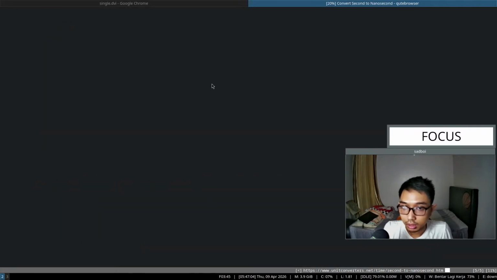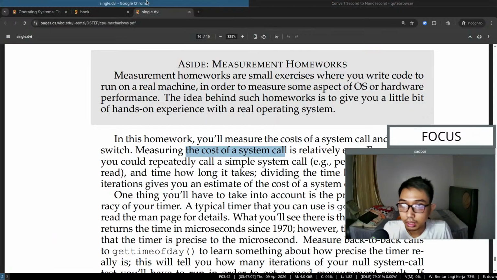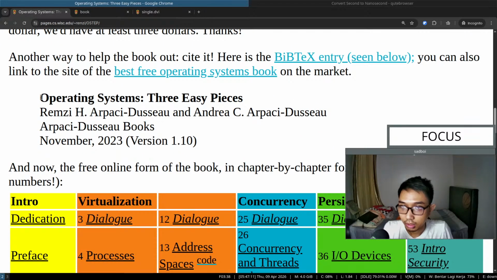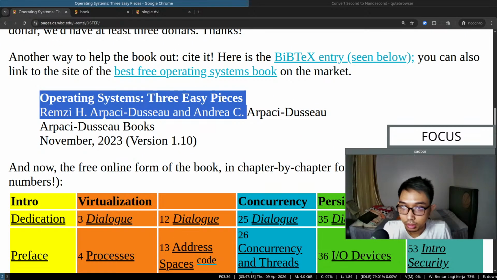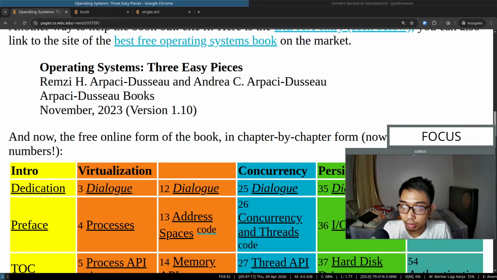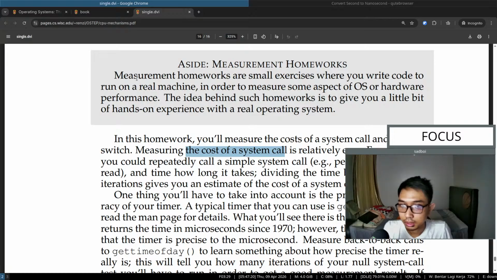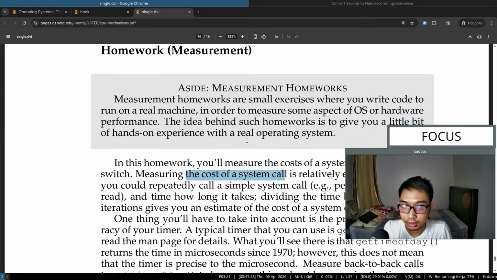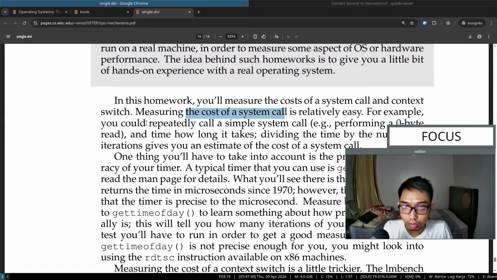Yeah, I'm currently learning about operating system and trying to explore this book, the operating system, and currently on chapter 6 on the homework section measurement here. Trying to measure the cost of system call, something like that.